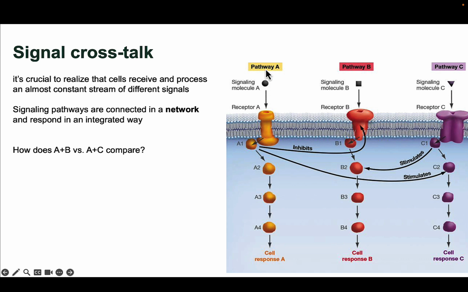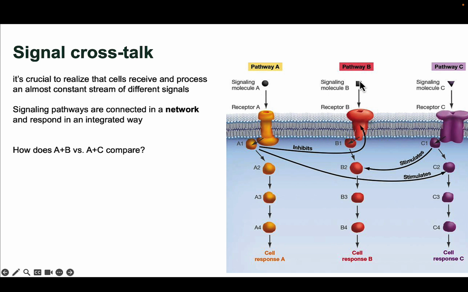Okay, so let's imagine that a cell sees both signaling molecule A and signaling molecule B at the same time. Now, alone, signal molecule B goes all the way from signal reception to cell response B. But in the presence of A, one of these intermediates actually inhibits receptor B. And so if A is present, it can actually shut down any of the signaling that occurs from receptor B. Okay, but let's make this a little bit more complicated and add signaling molecule C.